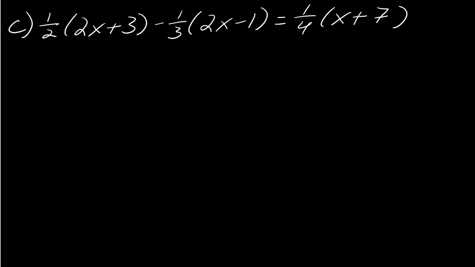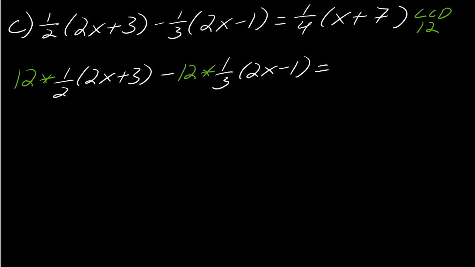Okay, so moving on to C here, so we get 1/2 times 2x plus 3 minus 1/3 times 2x minus 1 equals 1/4 times x plus 7. So my LCD in this case is 12. So first I'm going to go ahead and set everything up. Okay, so there's everything set up.